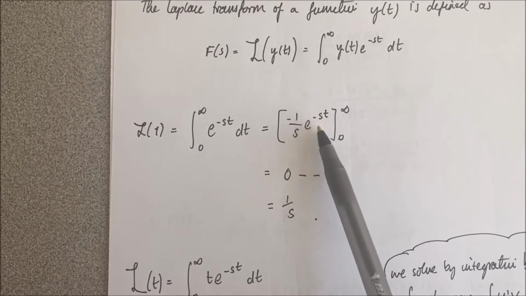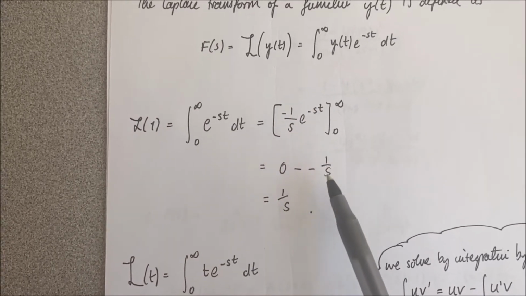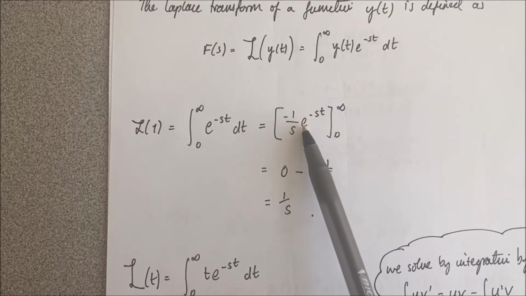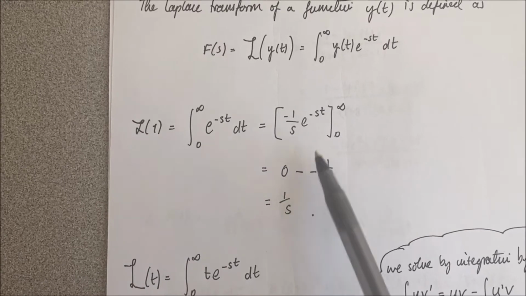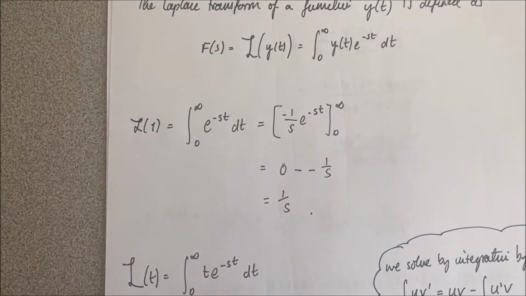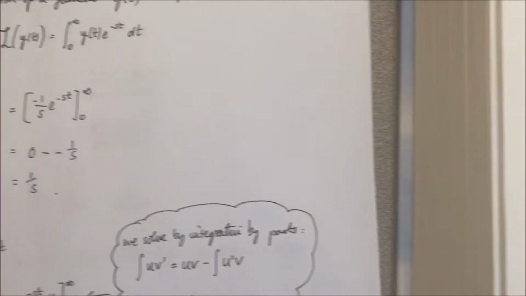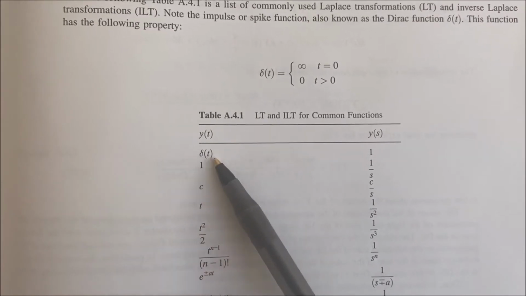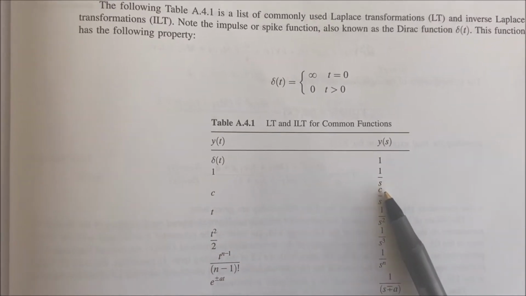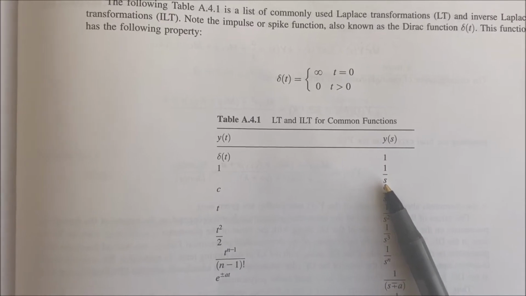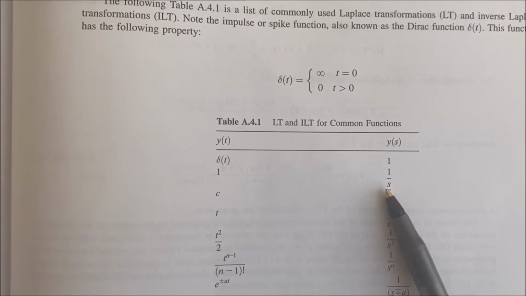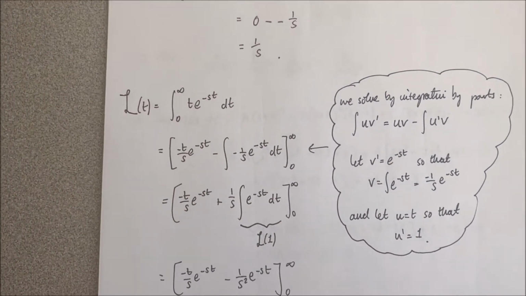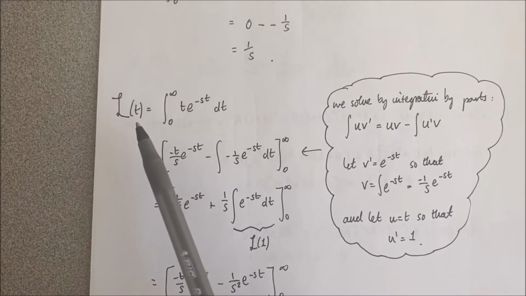That makes this exponential function go to 0, and therefore evaluating the same thing when t is 0, this whole expression is going to go to 1, so we're just going to be left with negative 1 over s. So that just reduces down to 1 over s. And that's what you can see is the result in the table here. If y of t is 1, then y of s, or the Laplace transform of 1, is just 1 over s.